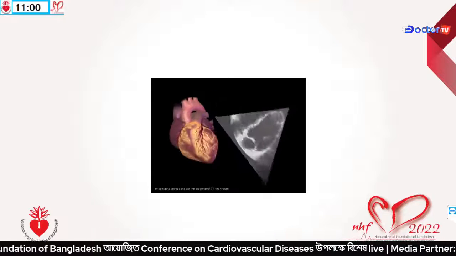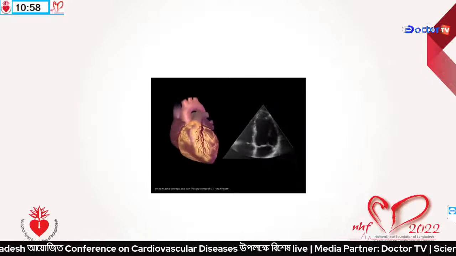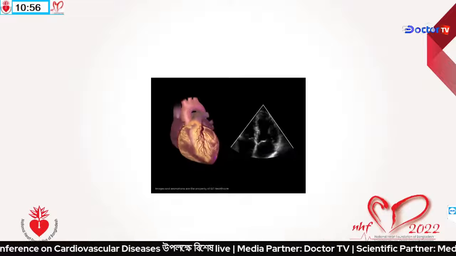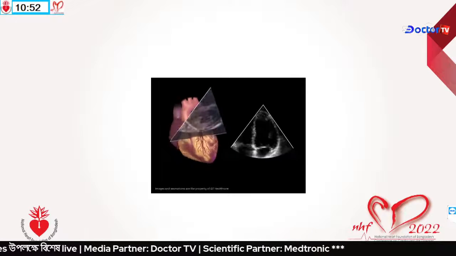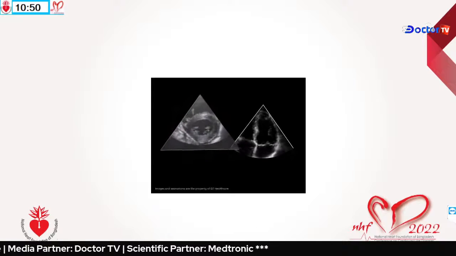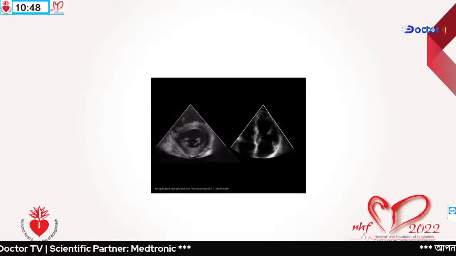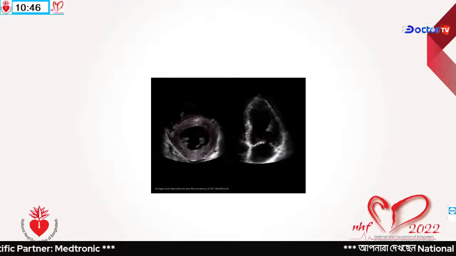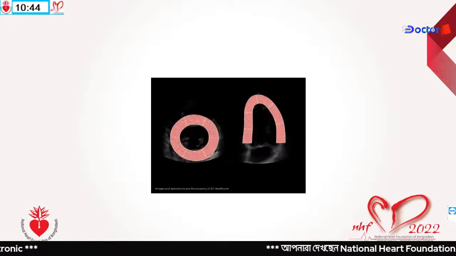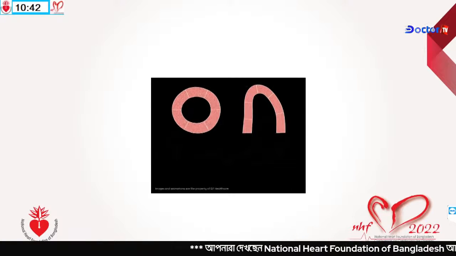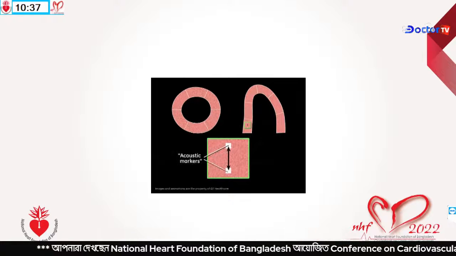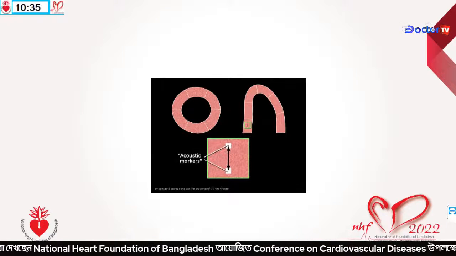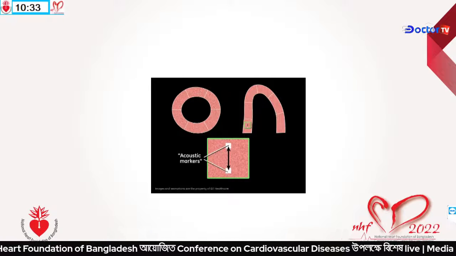For calculation of the longitudinal strain, we select apical views. Here you can see the apical four chamber view. For calculation of the radial and circumferential strain, we select the short axis view. Speckles, that is the white dots or kernels within the myocardium, are tracked. For longitudinal strain, speckles are tracked from base to apex.